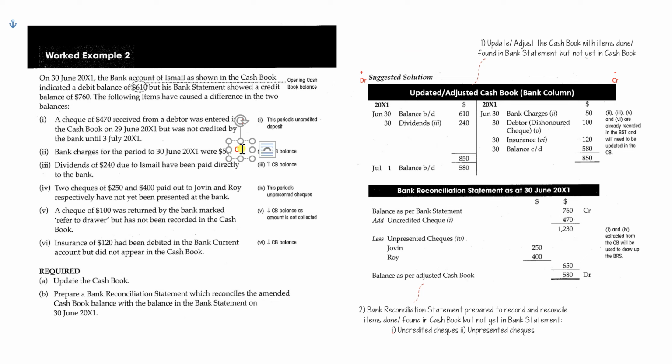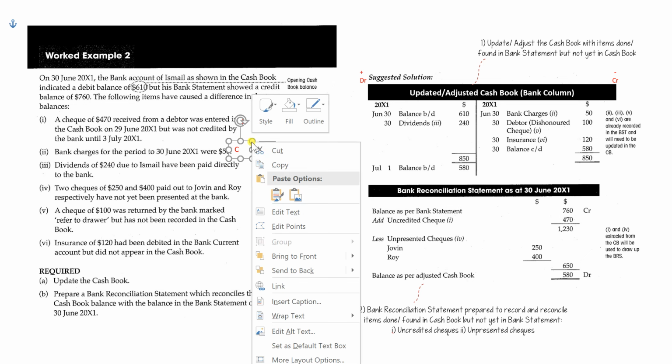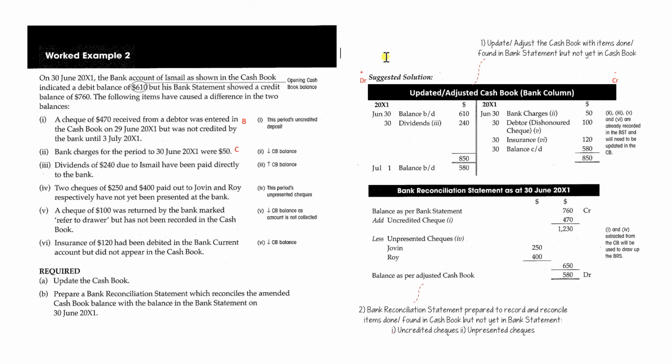C. Now next, a dividend of 240 due to Ismail has been paid directly to the bank. So this one has been done by the bank but not yet by the business. So we have to put it in the business cash book. So we put C, because it has been done by the bank but not yet in the cash book.